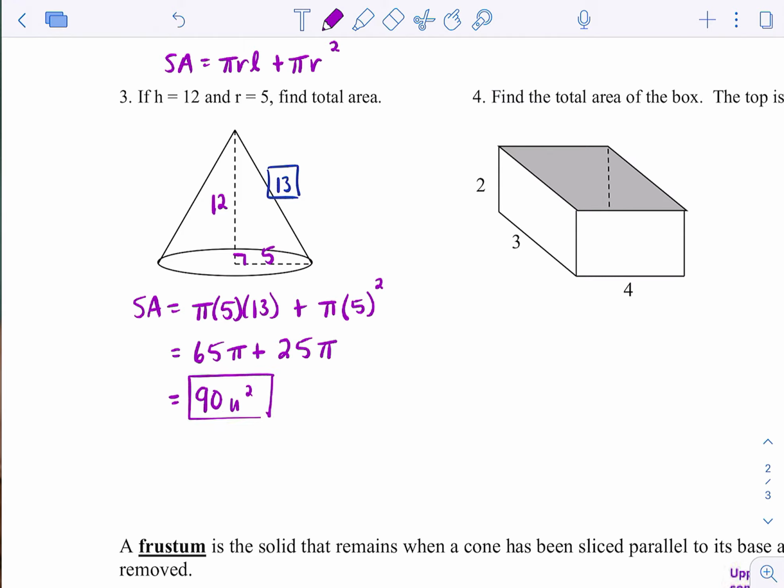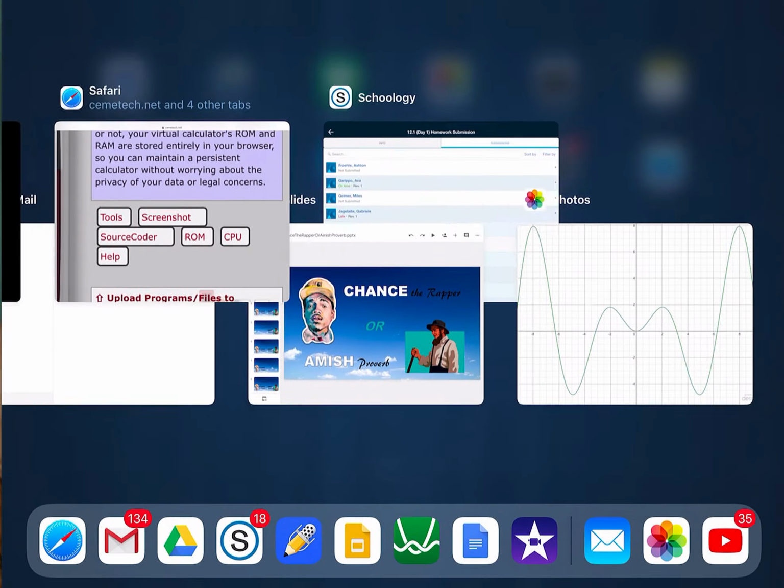Alrighty, we're going to do one last thing, and then we are done with this section. So next up, we have I think this froze on me. Let me just restart this real quick.